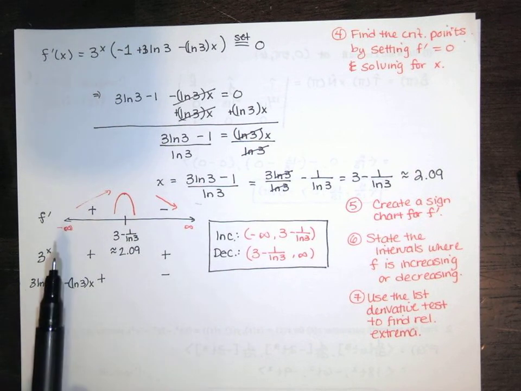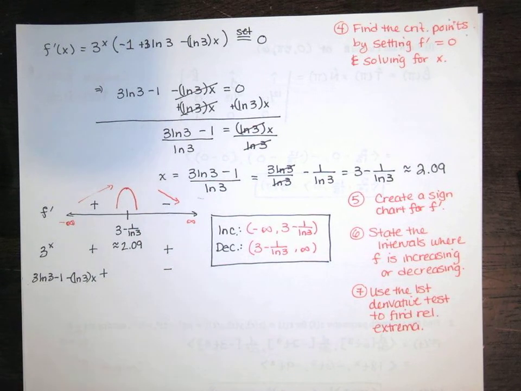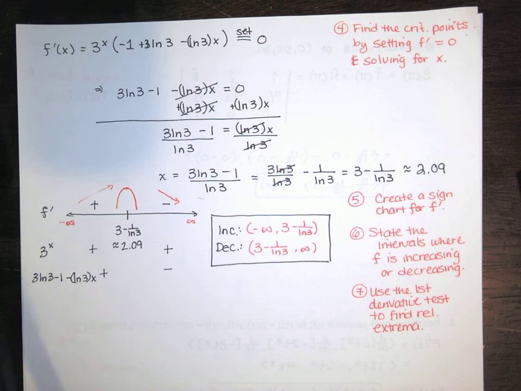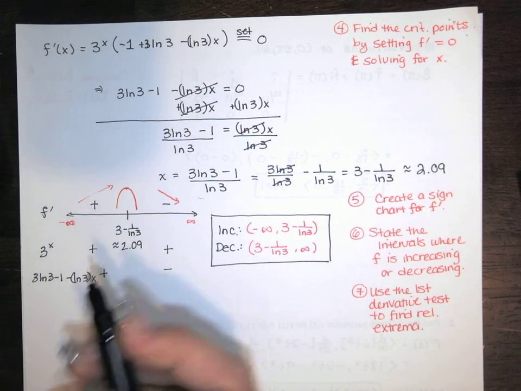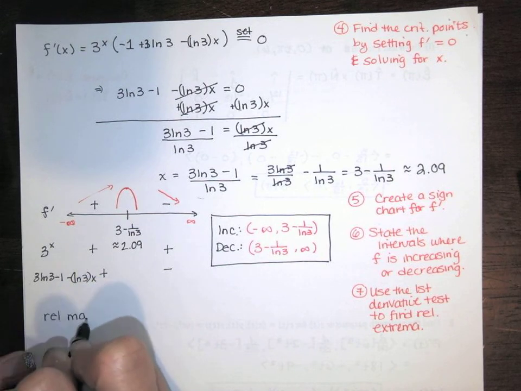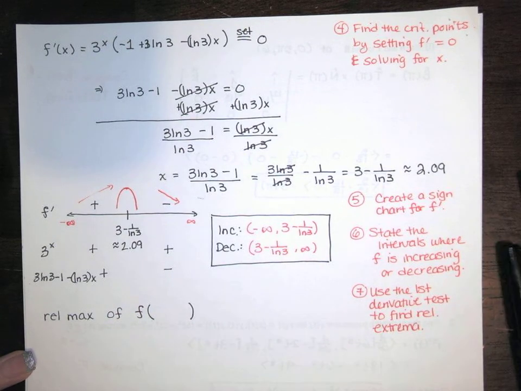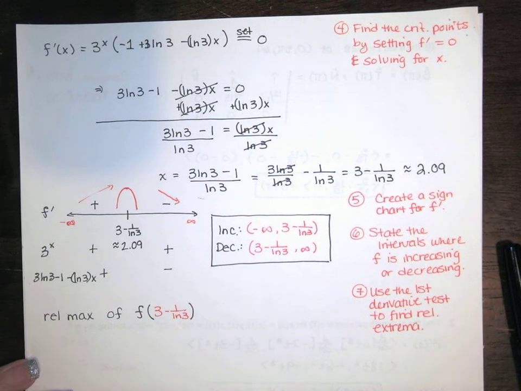Now, the relative maximum value is not the x value, and it's not an ordered pair. Even if WebAssign says it's an ordered pair, that's technically wrong. The relative maximum is actually the y value at this x value. So we know that we have a relative maximum at this x value. But the relative maximum value is the function evaluated at the critical point. It's the y value there, not the x value.